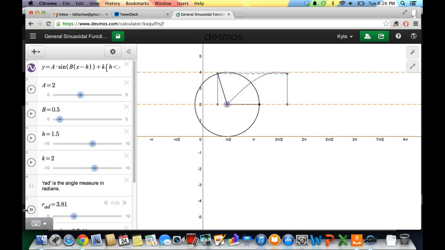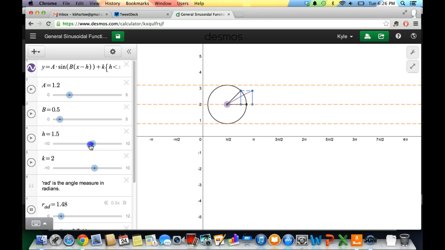So going up, and because b is 0.5, we would expect to only get through half of a full cycle in the space of 2 pi. And of course, since we're starting at 1.5 on the x, it's not really by 2 pi, it's really by 2 pi plus 1.5. So this is the generator, and what's neat is that as r is playing, we can come back in and even change these values while the animation is going on.